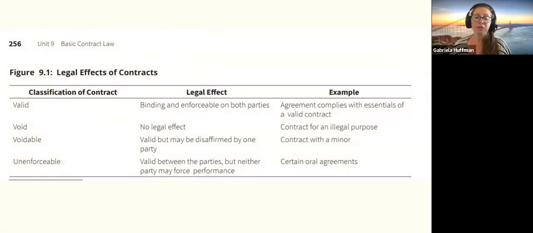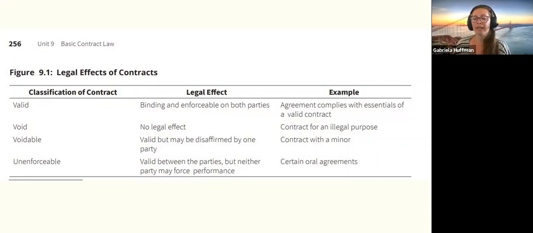I love this page on 256 in your book, Legal Effects of Contracts. Chapter 9 talks about void and voidable. Those are the two you really want to focus on. Void is very simple, no legal effect. So a really good example of this that we use in Chapter 5 is someone who is legally incompetent. They're not of sound mind. They're not able to make decisions on their own. So contracts with those individuals are automatically going to be void.